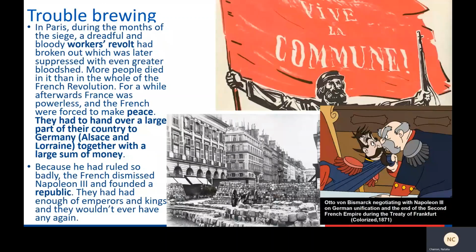Trouble brewing. In Paris, during the months of the siege, a dreadful and bloody workers' revolt had broken out, which was later suppressed with even greater bloodshed. More people died in it than in the whole of the French Revolution.